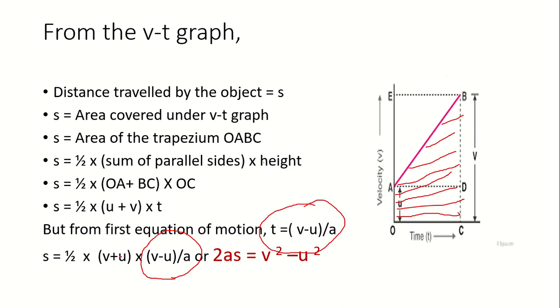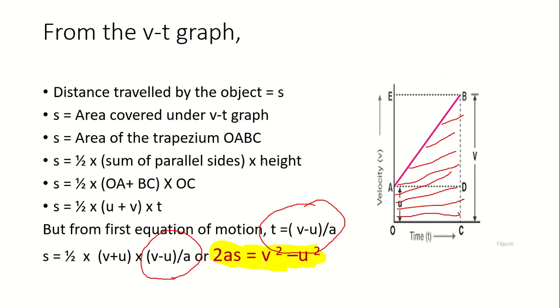You can see it is A plus B, A minus B. This is an algebraic identity, right? So V plus U into V minus U. So by the algebraic identity, you can write V square minus U square. So here comes the final equation, 2AS equals to V square minus U square. Okay, so finally you have got the third equation of motion, 2AS equals to V square minus U square. This is the third equation of motion, which is again very important.